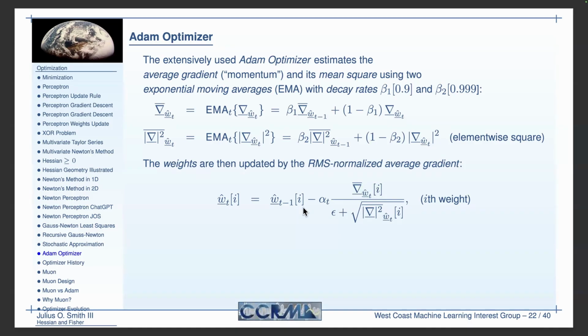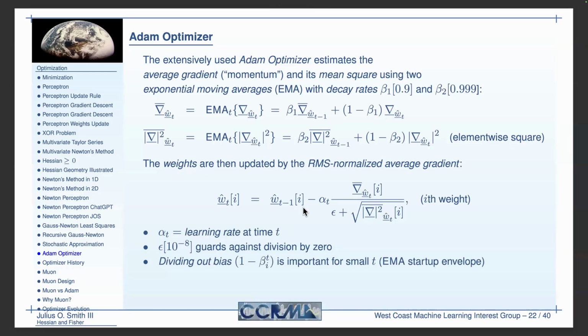So RMS normalized gradient components with divide by 0 protection. So that's Adam, and we're using it all day. We all use it, right? It's everywhere. So alpha is your learning rate. Everybody's played with that. And epsilon guards against divide by 0.